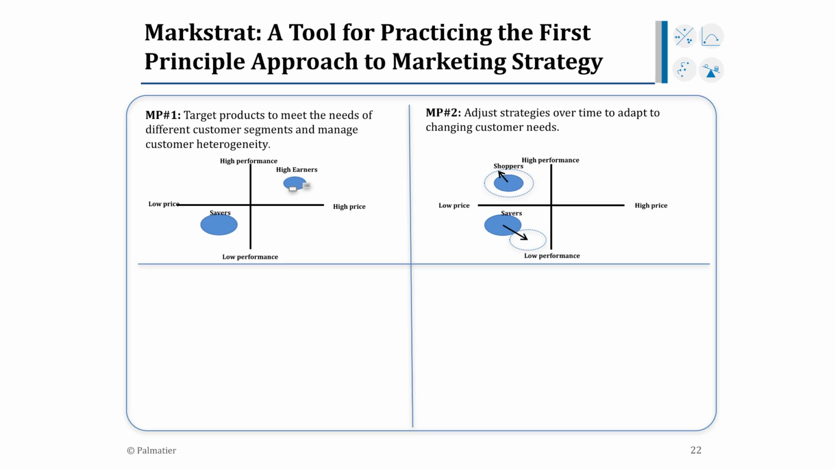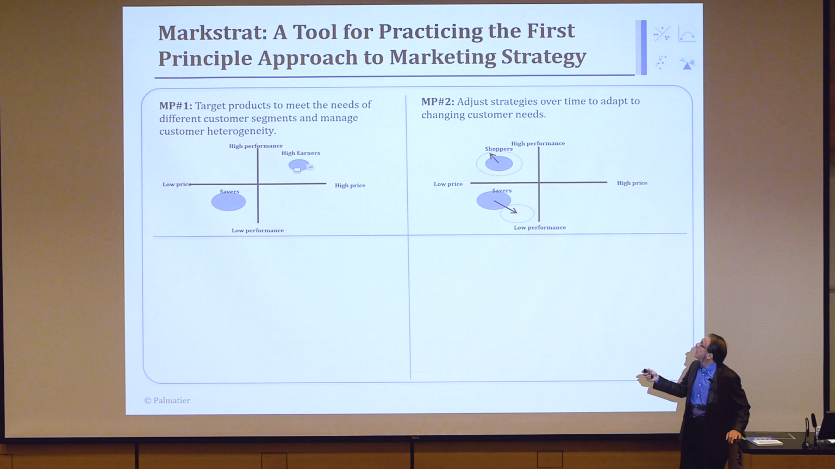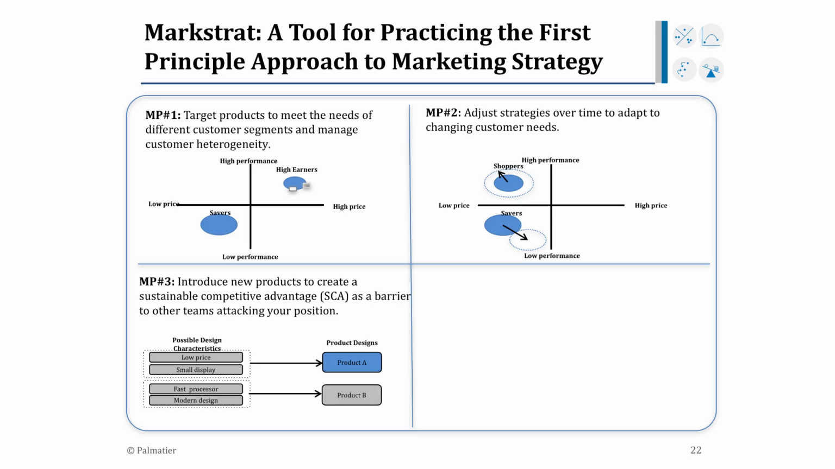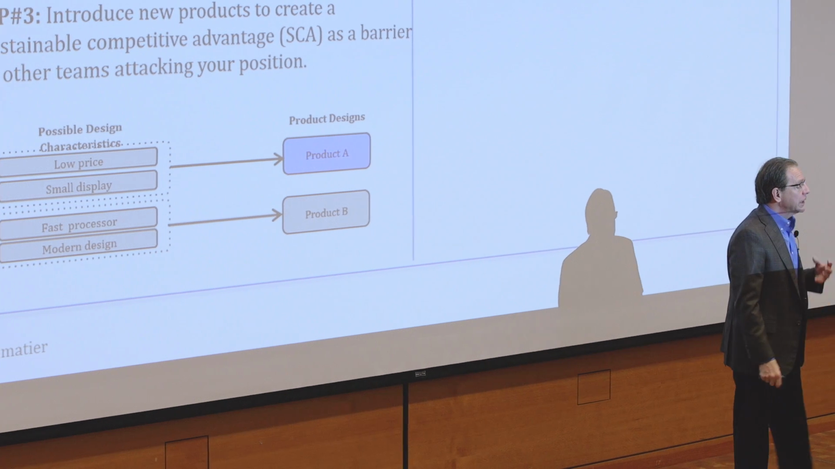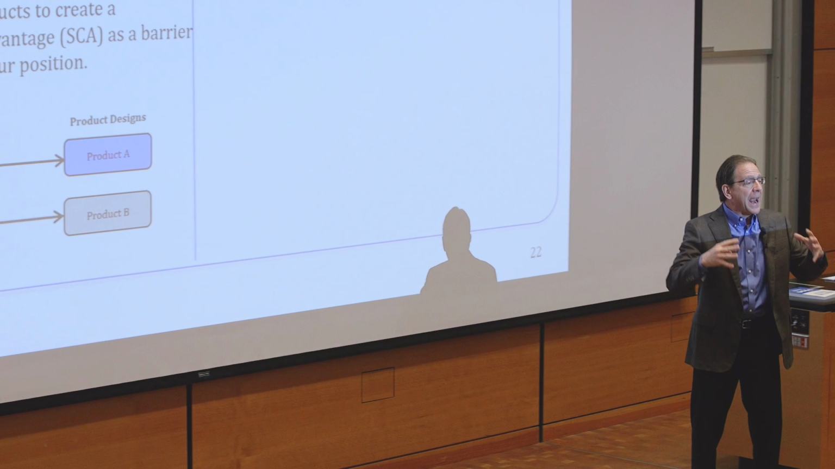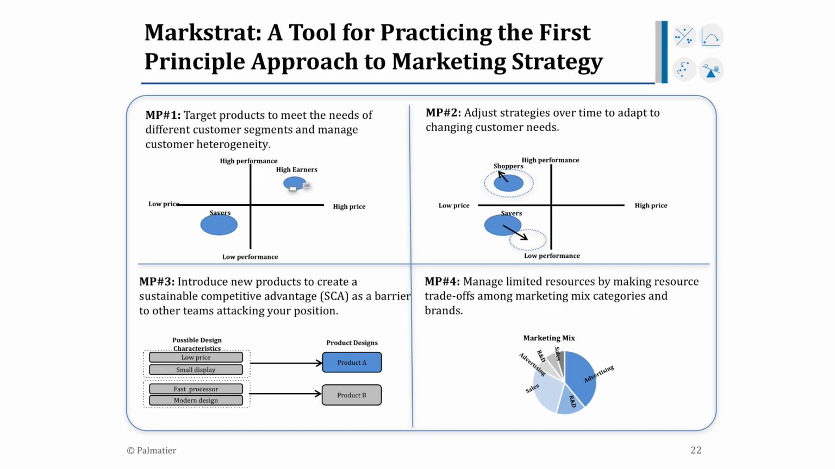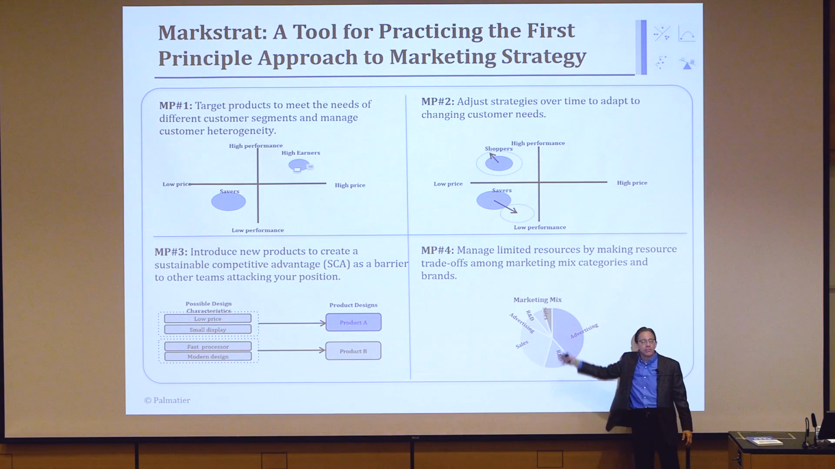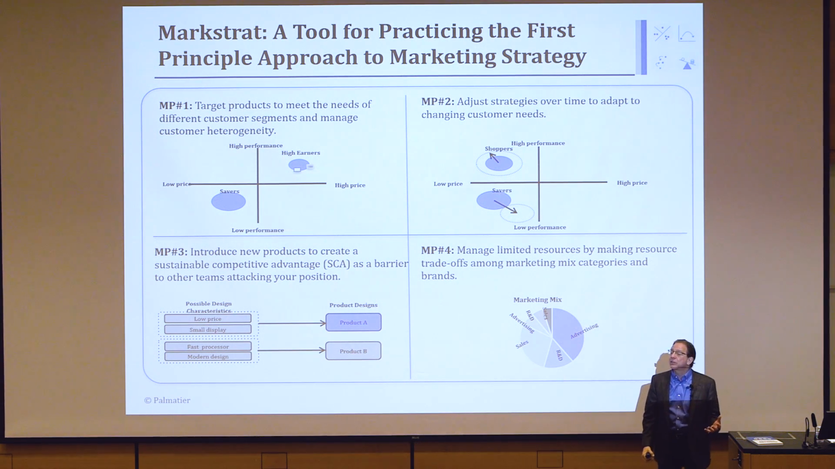Second, it allows you to deal with customers' needs, because each week as you're competing, customers are changing. They might be moving in different directions. Some segments get bigger, some might become more price sensitive. The third, it allows you to build SCA. You can launch new products. You can advertise certain characteristics about your product to build a brand around your product. And then lastly, it makes you make resource trade-offs between advertising, R&D, sales, and you have to do that across multiple products. So it's kind of interesting, and I like this simulation because it allows you to practice and actually do the first principles.